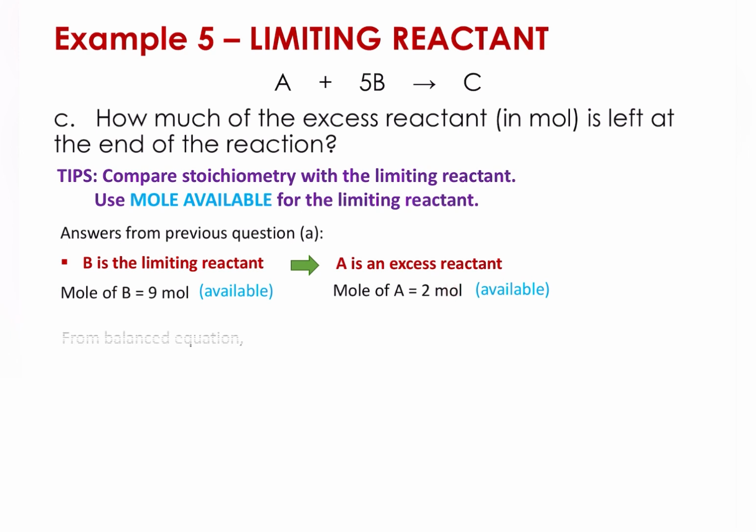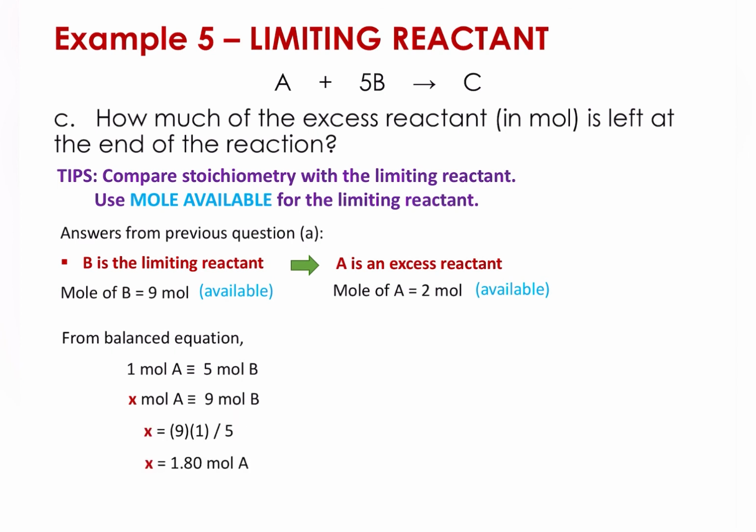So, now I do the stoichiometry from balance equation. So, from equation I have 1 mole A and 5 mole B. And as I mentioned before, kita punya X adalah A. So, I got 9 mole available untuk B. Rearrange, I will have 1.80 mole A. So, ini adalah yang diperlukan untuk A react with 9 mole B. So, maknanya 1.80 mole A akan react dengan semua 9 mole B untuk hasilkan C. Tapi, kita ada baki di mana keseluruhan dia adalah 2 mole.